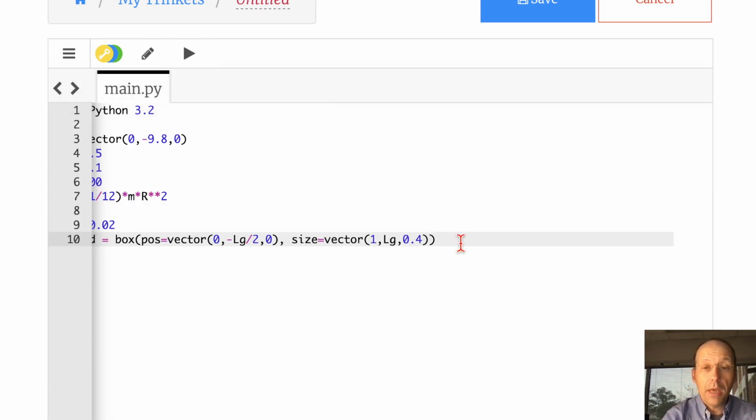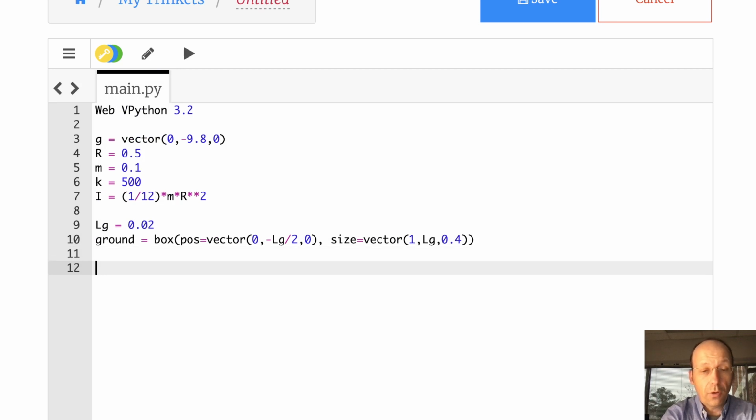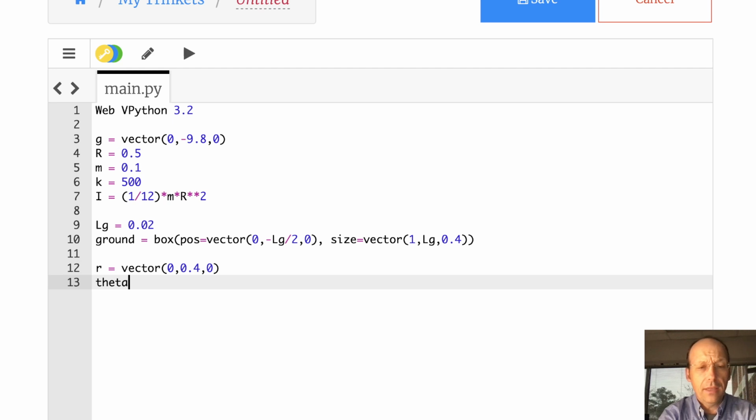Okay, now I'm going to make my stick. So I need my initial position of the stick. Let's set that equal to the vector 0, 0.40. I just picked something. And the initial angle of 25 degrees, 25 times pi divided by 180.